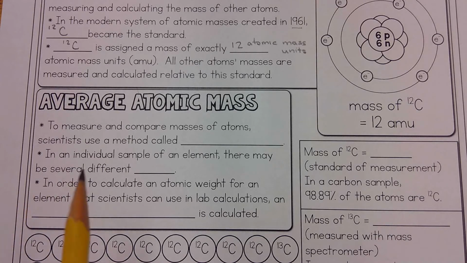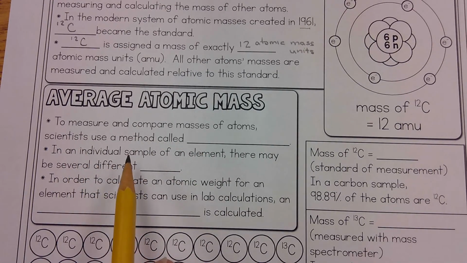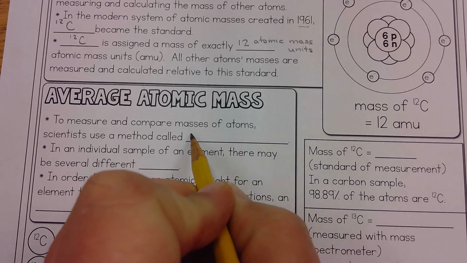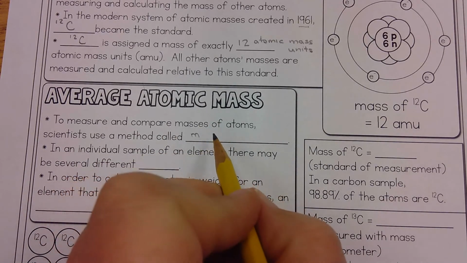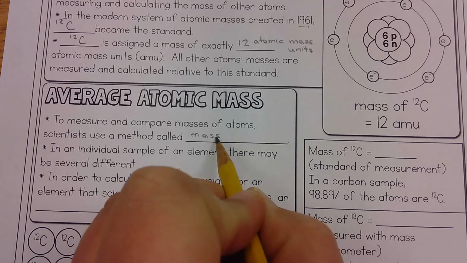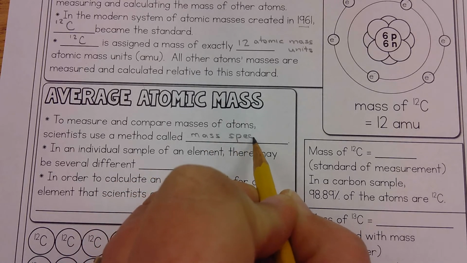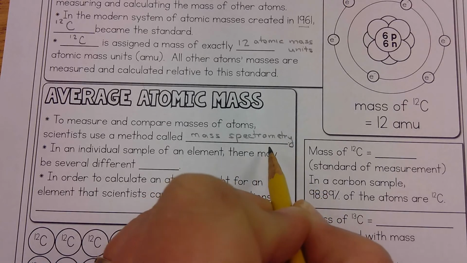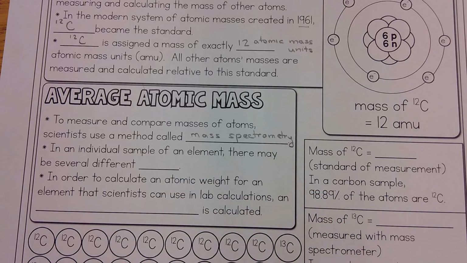In order to compare the masses of different atoms, scientists use something called mass spectrometry. That's a hard one to say. Let's spell it. Mass spectrometry. We will talk about that in a future lesson in more detail.